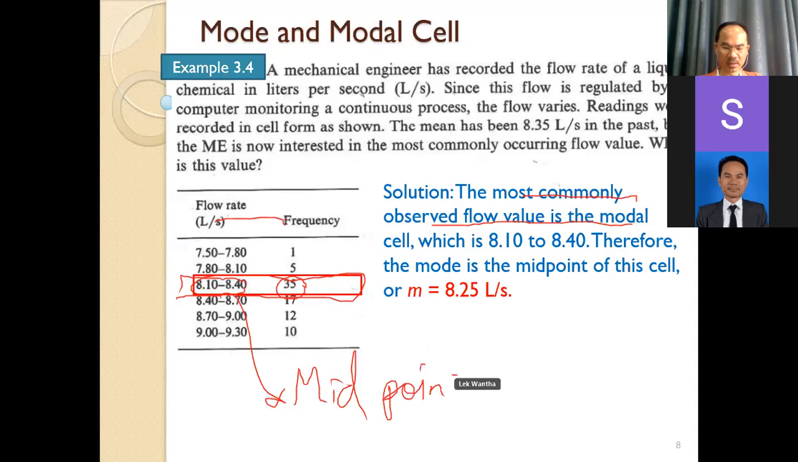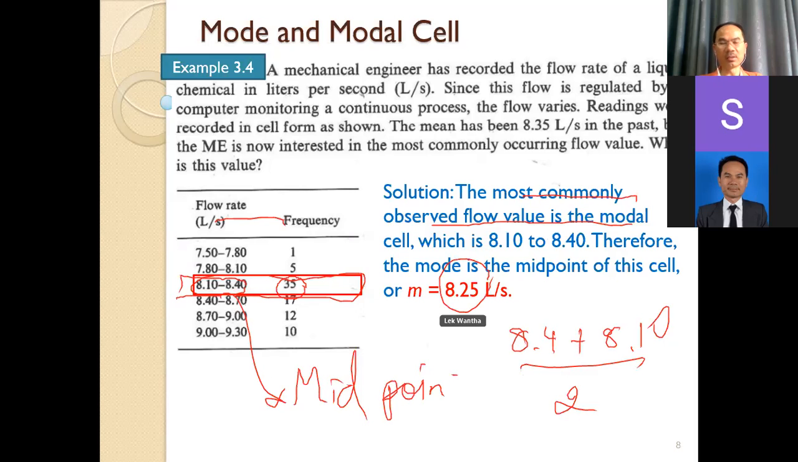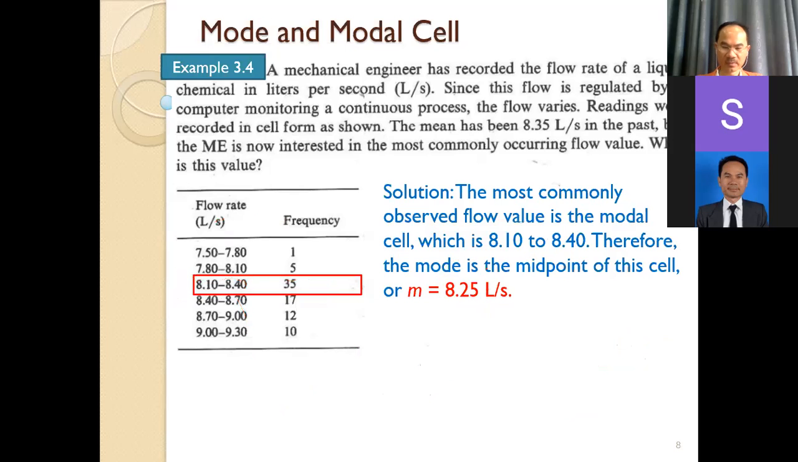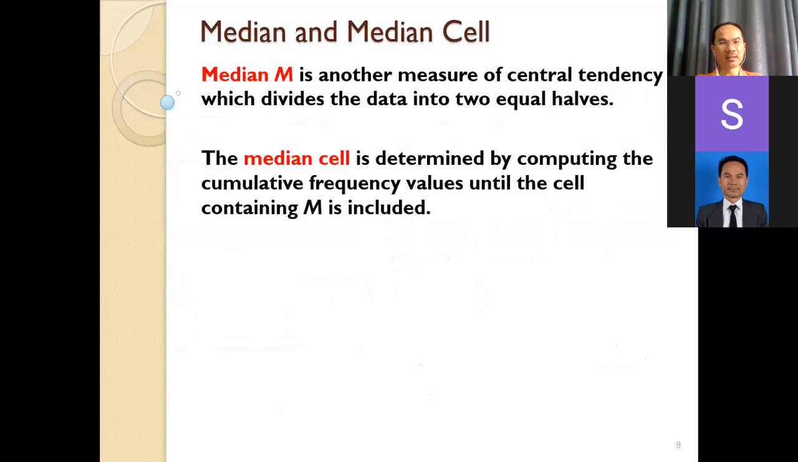That's right. The midpoint should be 8.4 plus 8.1 divided by 2. You get about 8.25 liters per second. This is the most common value of this data. For individual data, the mode is the highest frequency value; for group data, it is the midpoint of the highest frequency cell of the group. This is the mode. And the next property is the median, or median cell: median for individual data, median cell for the group data. That's right.